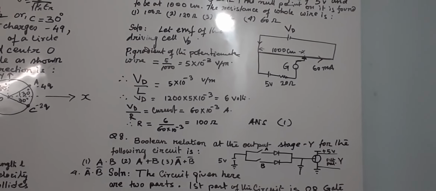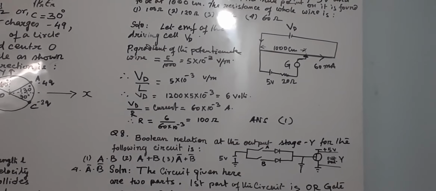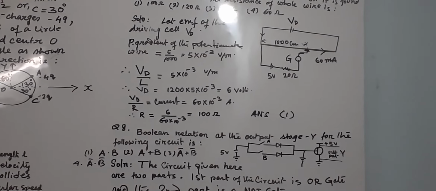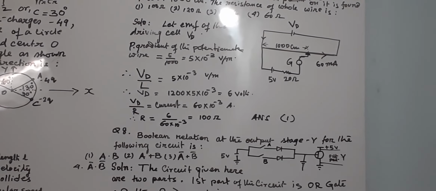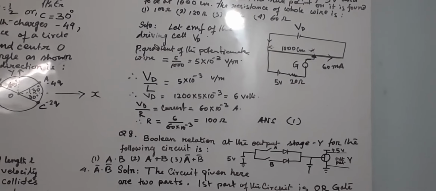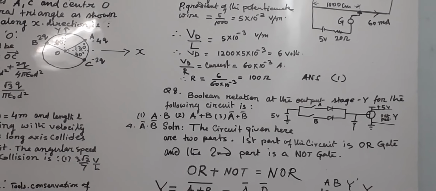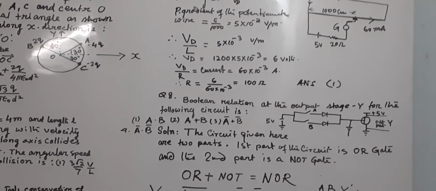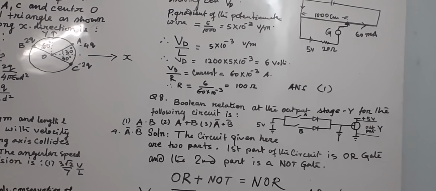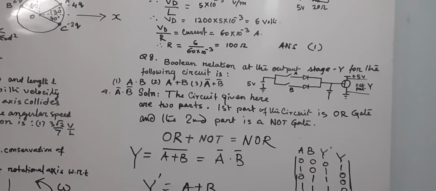As the galvanometer current will be 0, whatever secondary cell is there, that is 5 volt, will be balanced with this 1000 centimeter. So, 5 over 1000 will give you 5 into 10 to the power minus 3 volt per centimeter. Now, the same potential gradient will be maintained for 1200 centimeter. Now, Vd we can calculate: 1200 centimeter into 5 into 10 to the minus 3 will give us 6 volt. Now, Vd is 6 volt.